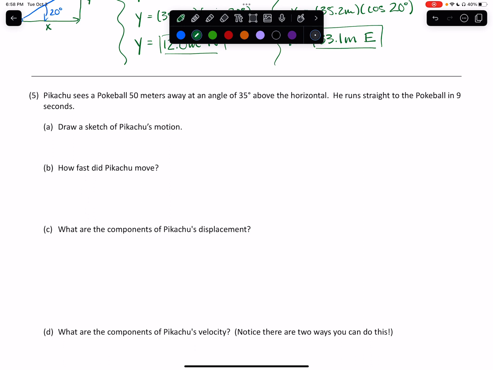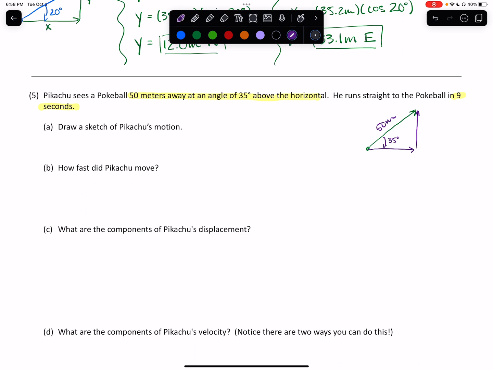This one, Pikachu sees a Pokeball 50 meters away at an angle 35 degrees above the horizontal. He runs straight to that Pokeball and he does it in 9 seconds. Draw a sketch of Pikachu's motion. So 35 degrees above the horizontal, it's a little bit like that. Then I'm going to draw my two components, my x component and my y component. This is going to be my angle of 35 degrees, and I've been given the displacement for that resultant of 50 meters.